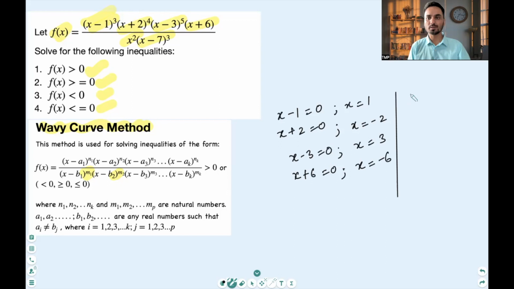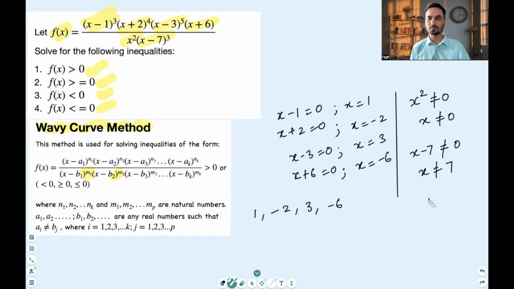For the terms in the denominator, they cannot be 0. So we say x squared is not equal to 0, that means x is not equal to 0. And x minus 7 is not equal to 0, that means x is not equal to 7. So we have found all the zeros and the points of discontinuity. All the zeros are 1, minus 2, 3, and minus 6. The points of discontinuity are 0 and 7.